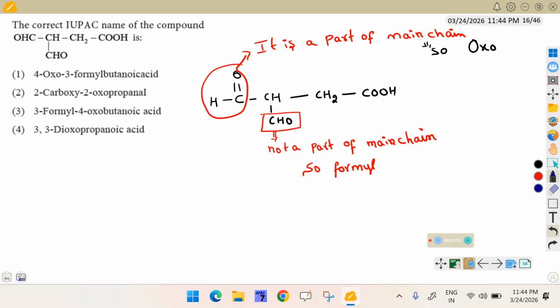Correct IUPAC name of the compound. First give the numbering. Take the long chain. 1, 2, 3, 4. This CHO group is not a part of the main chain, so use the term formyl. This CHO group is a part of the main chain, so use the term oxo. Based on that, now follow the alphabetical order. 3 formyl, 4 oxo, butanoic acid is the correct answer.